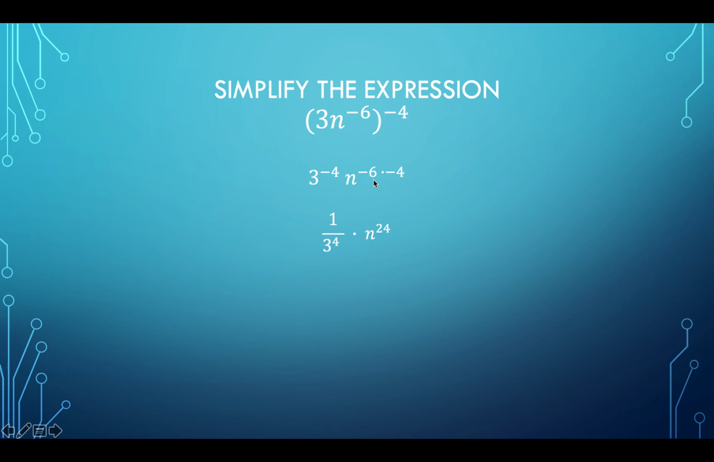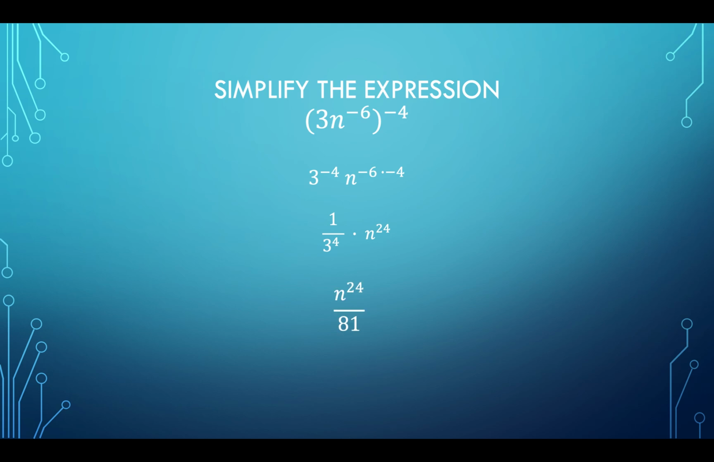The reason I didn't go ahead and drop these down into the denominator was because this was negative 6 and this is a negative 4. Negative times negative is going to give us a positive. Now if this was a positive 4 and this was a negative 6, then I would go ahead and put it down into the denominator. But since they're both negatives, I didn't have to worry. I knew the two negatives would cancel each other out and become positive. So now you're left with 1 over 3 to the 4th times n to the 24th.